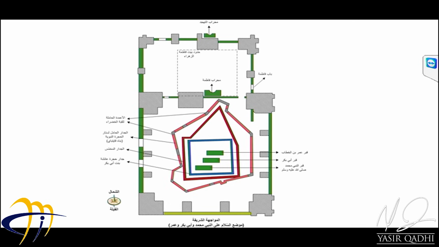Now, in the Caliphate of Al-Walid ibn Abdul Malik, who ruled from 88 to 91 Hijrah, he decided to expand the masjid of the Prophet ﷺ in all four directions. Now, which way is the Qibla?